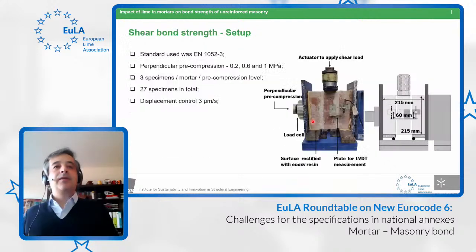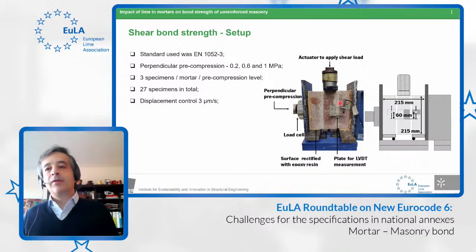And also we made the shear bond strength test, which is shown here, and we followed as well the norm EN 1052. According to the norm, we should do 3 perpendicular pre-compression states of stress. So this stress was caused by a horizontal actuator with 2 steel plates. So we made a setup with 3 bricks and the 2 joints. And of course, as we needed 3 specimens per situation, and we had 3 pre-compression levels, and we had 3 mortars, this results in a total of 27 specimens.